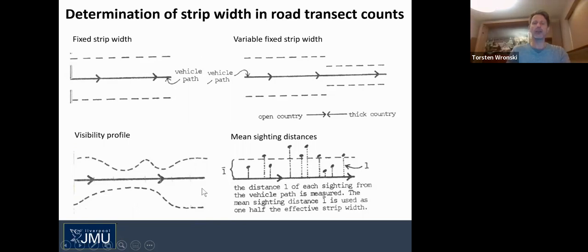So what can we do? The best way to overcome this problem is to establish mean sighting distances. So for each of our sightings, this is now for a road count, but it's also applicable to aerial counts, we will establish the distance between the transect line at a right angle to the position where the animal is. So at the end, we will have for each sighting one perpendicular distance.